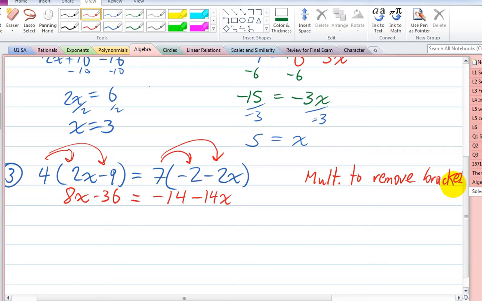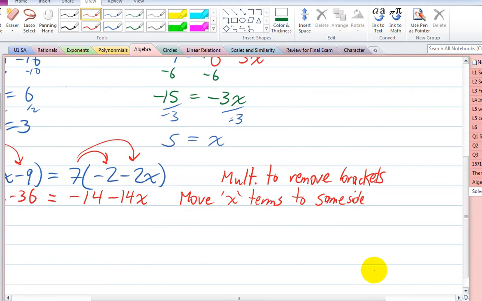Good. So what we want to do, what's different? What do we want to do? You haven't seen this before? What do you got over here? What do you got over here? That's weird. What should we do? Add them. So we want to put them on one side. Okay. So we want to move the x terms to the same side.